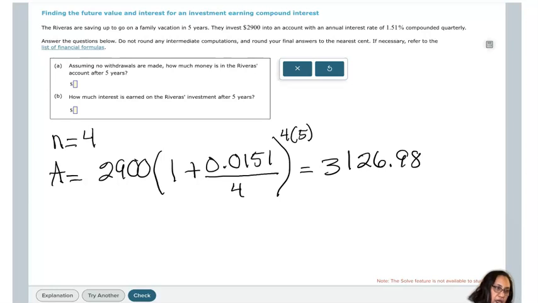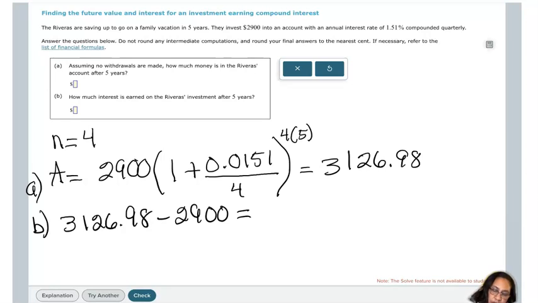And then part B is 3,126 minus 2,900, which was the initial amount. And that's equal to 226. So now you can check to see if you did it right.